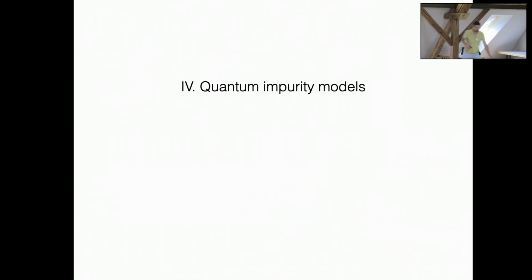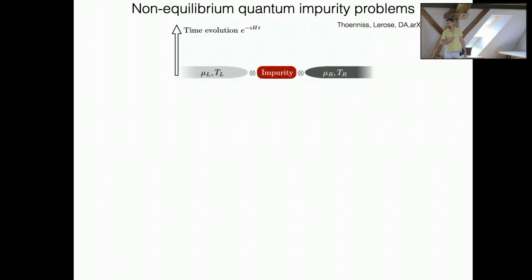So, with that, let me just tell you about one more application of this way of thinking, which is to quantum impurity models. Right? Of course, quantum impurity models. So this is a classic problem in condensed matter physics, and there, you have what we are talking about from the beginning.